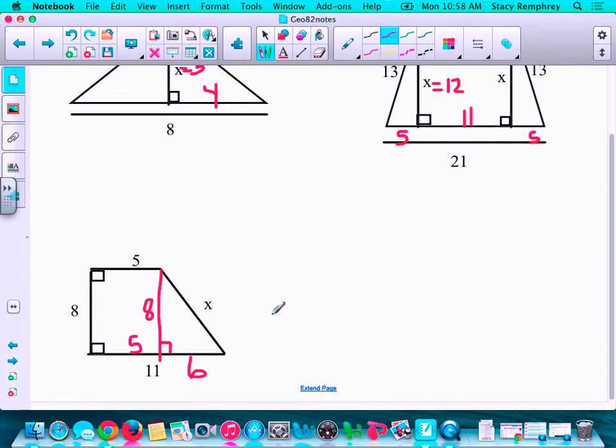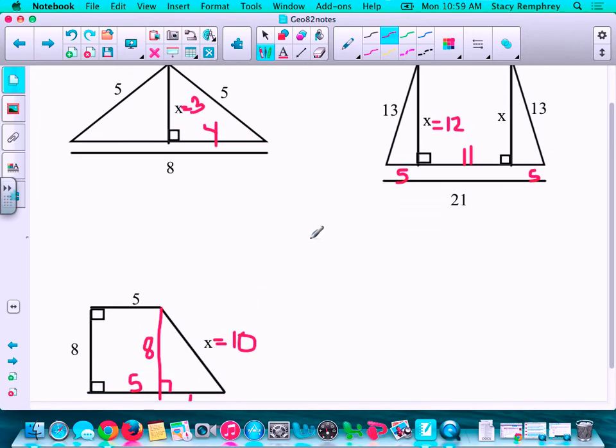I have 8 squared. Okay, and again, this is a 3, 4, 5 multiple, but some of you might see that. So 8 squared plus 6 squared, that equals 100. And then when you square root 100, you'll find that x equals 10.